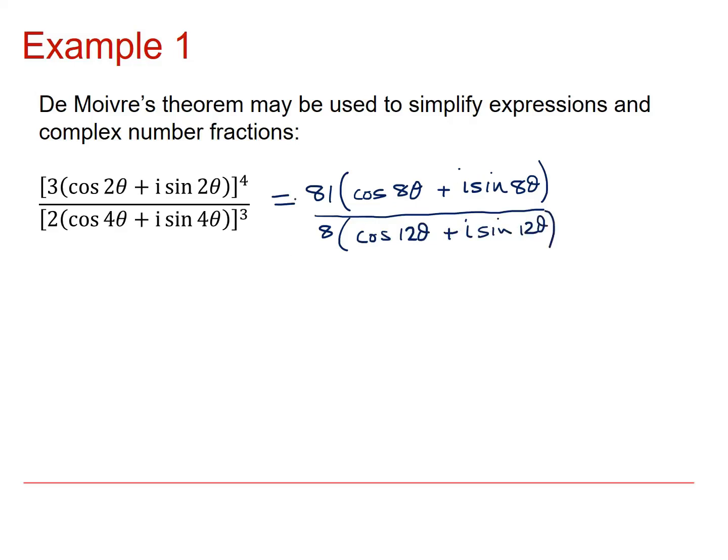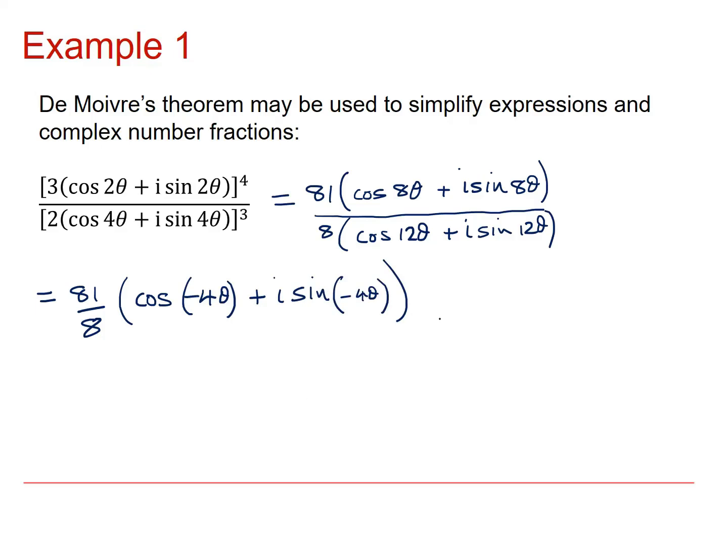Now we're doing a division here. If you want to think about this as being a power minus 1 for this bracket, then that would make these angles negative, and so we end up taking away the angles. The moduli just divide. So we get 81 over 8 times the cos of minus 4 theta plus i sine of minus 4 theta.